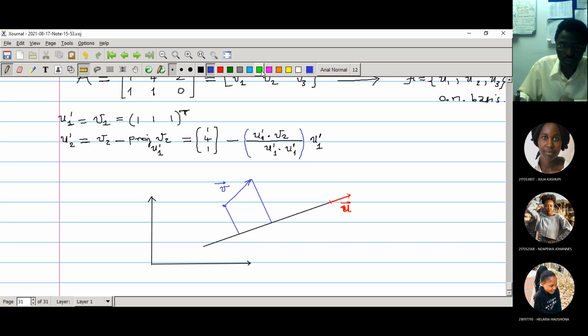Let me use, let's say the yellow. Let's see if the yellow will work. I don't even see properly. The yellow is not good. Maybe the green. Okay, let me try with the green. I want it to be thick so that you can all see. It will be something like this. Orthogonal projection will give us something like this.